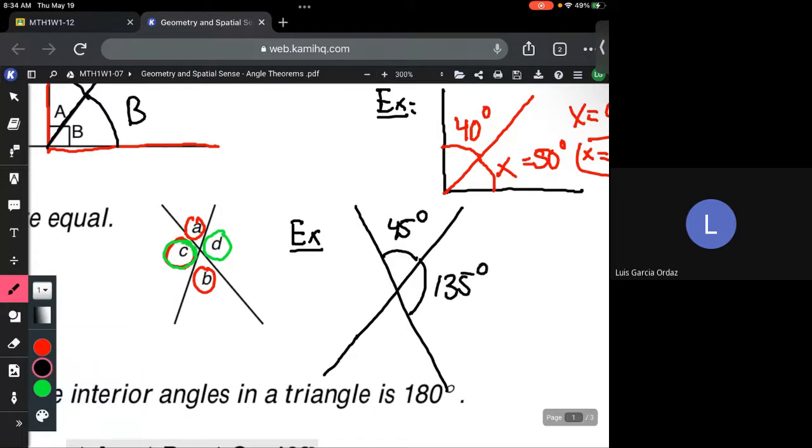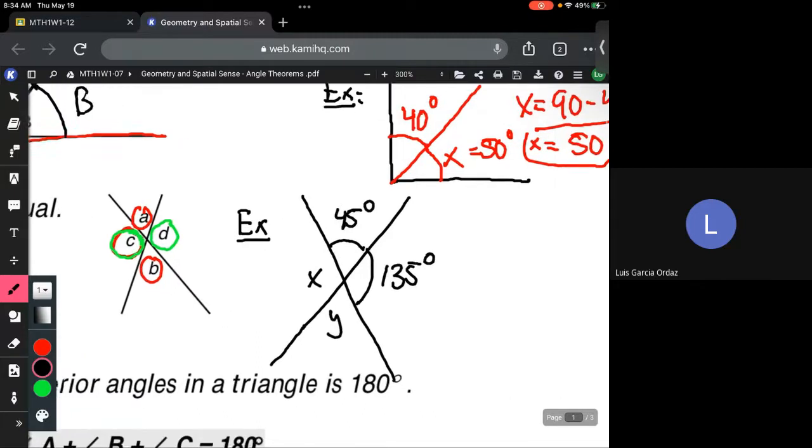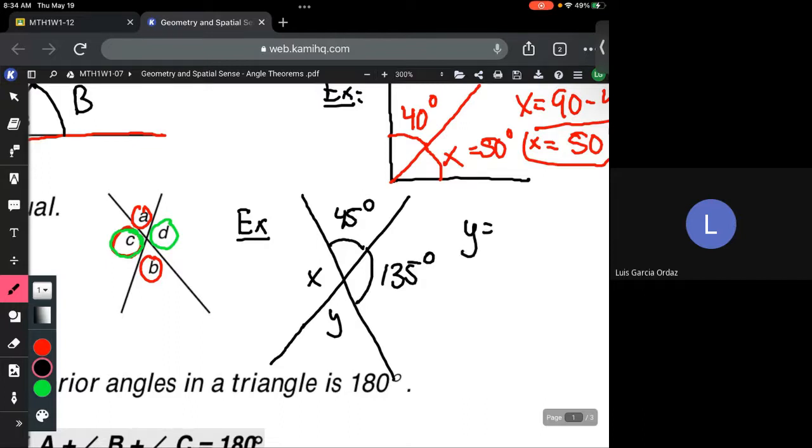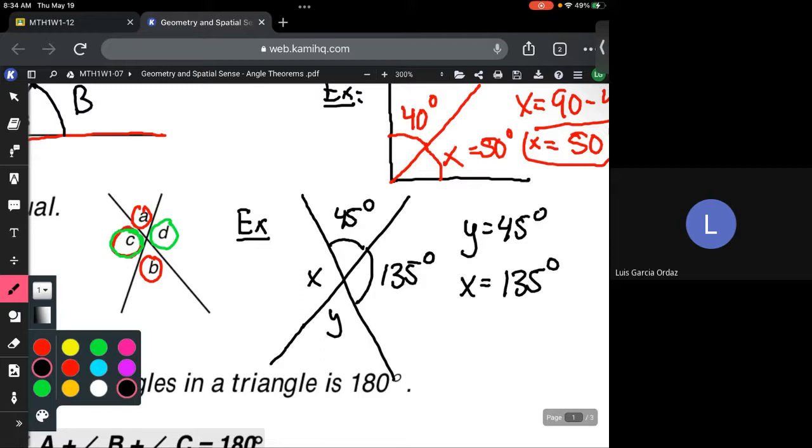Okay. So I have X and I have Y. Based off the opposite angle theorem, what should angle Y equal? 45. It's opposite. So angle Y is going to be 45. What's angle X going to be? 135. Yeah. So when they're opposite from each other, when they're across, they're going to be the same.